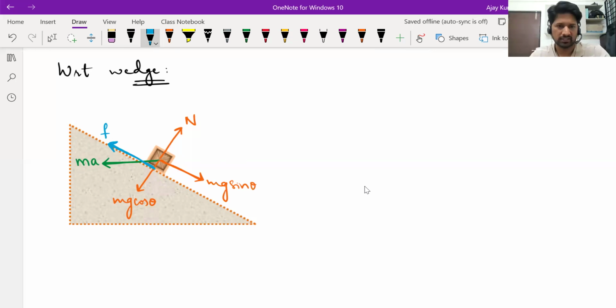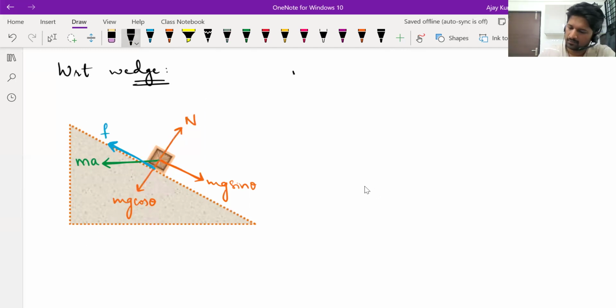So these are the forces acting on the block. And under the influence of these forces, the block must be in equilibrium. Now write the equilibrium condition. You have to take components perpendicular to the incline, balance them. And in another equation, you will take components parallel to the incline and balance them.